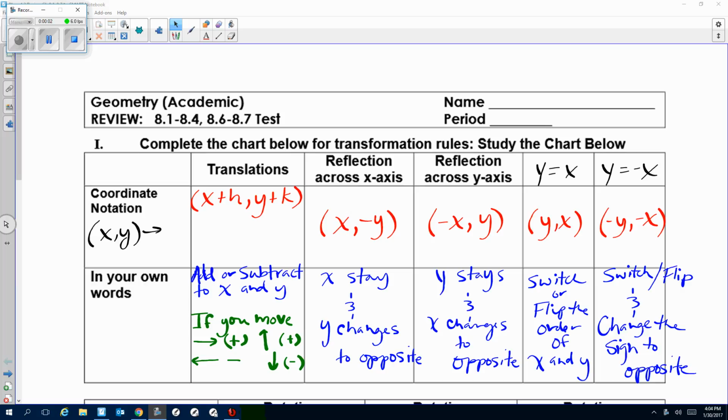Okay, get through this review, and at the very end, I'm going to show you also some flashcards to help you study and make sure you do your rules correctly.